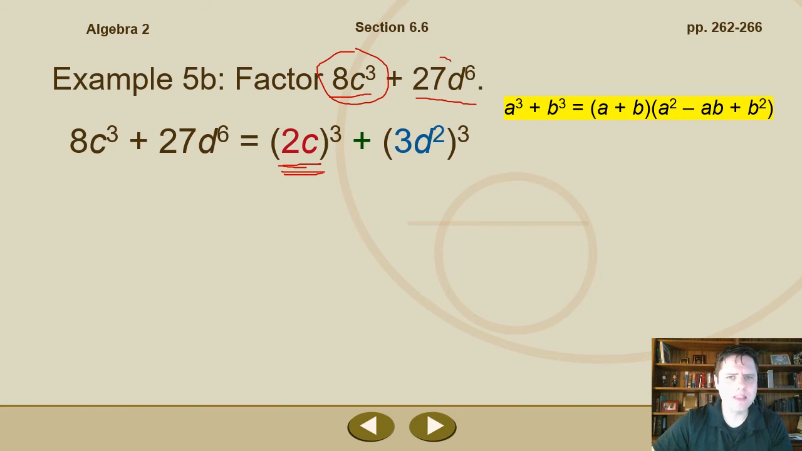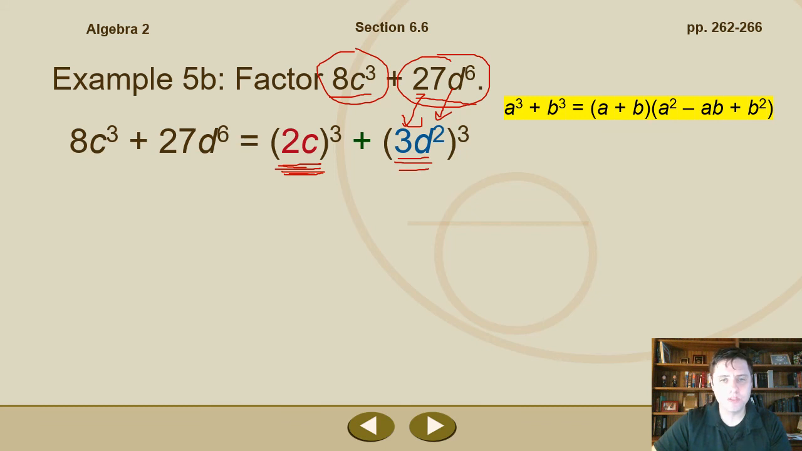And my b, I have to think about this guy and think what's being cubed here. Well, 3 times 3 times 3 is 27. But what times itself 3 times gets me d to the 6th? Well, it would be d squared. Because remember, whenever we raise an exponent to another exponent, we multiply them together. So here, we can rewrite this with 2c being my a and 3d squared being my b.